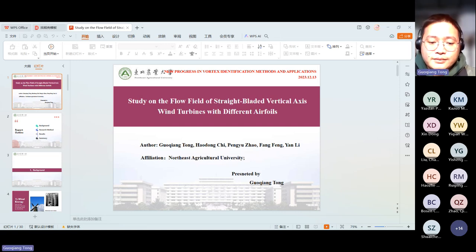Wind turbines began to develop significantly in the 20th century, aided by aerodynamic research in the aircraft industry. Currently, the most popular type of wind turbine is the large-scale horizontal axis wind turbine. This type of wind turbine has excellent wind energy utilization.